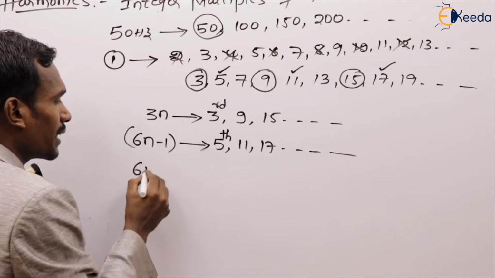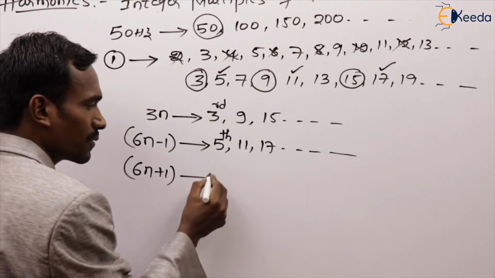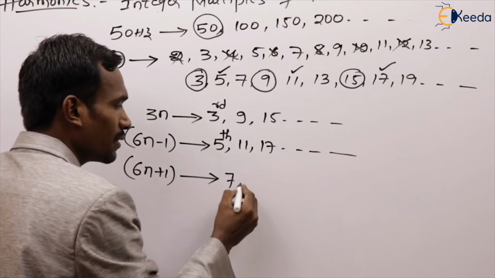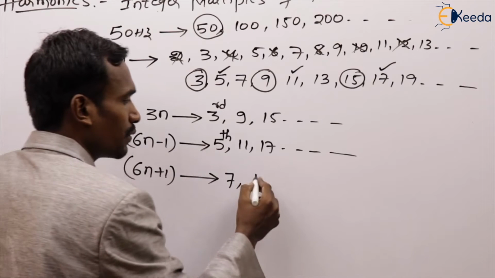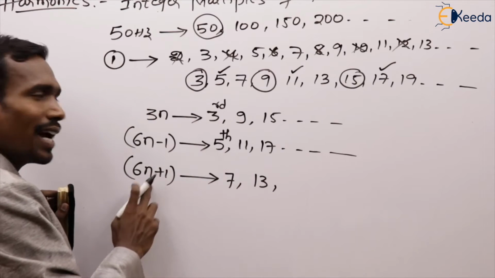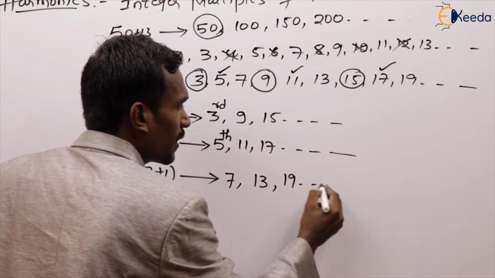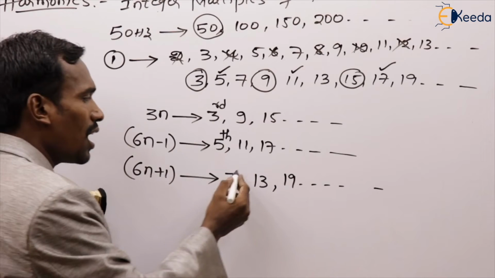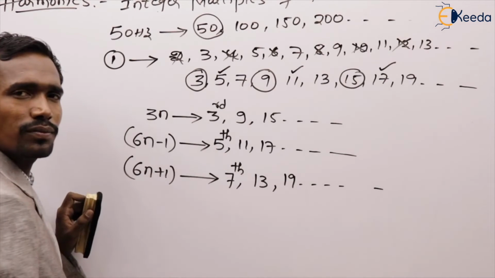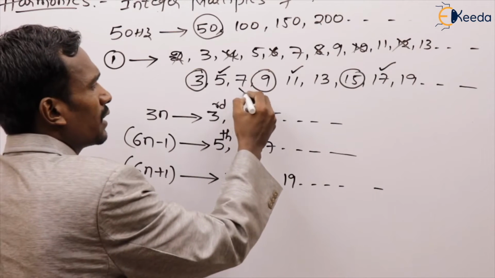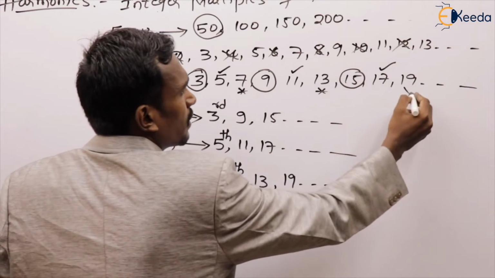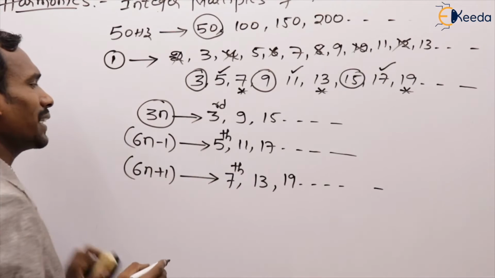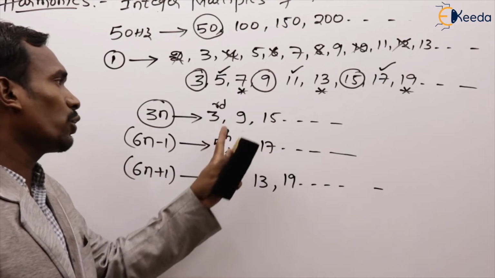And the next one, 6n plus 1 harmonics. 6 into 1, 6, 6 plus 1 is 7; 6 into 2, 12, 12 plus 1 is 13; 6 into 3, 18, 18 plus 1 is 19, and so on. These are the 6n plus 1 harmonics, or 7th group harmonics: 7, 13, 19 and so on. These are the triple N harmonics, 6n minus 1 harmonics and 6n plus 1 harmonics: the 3rd group, 5th group and 7th group.